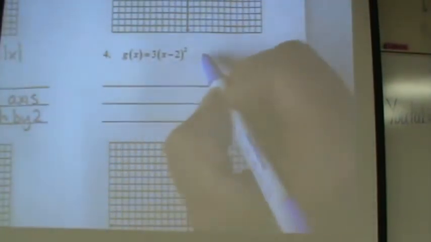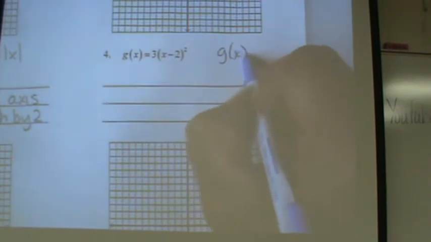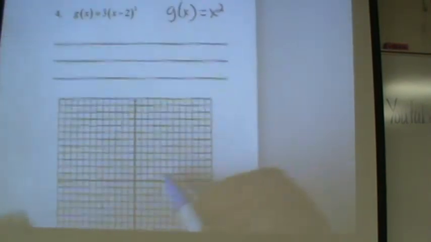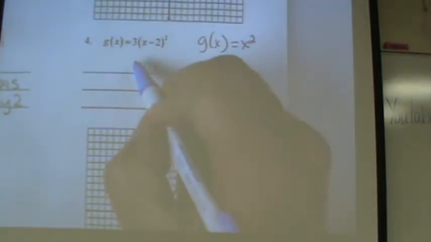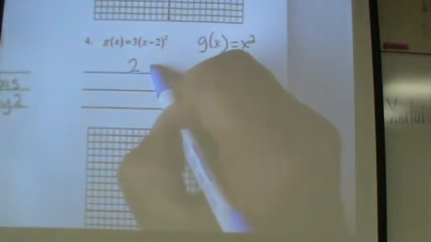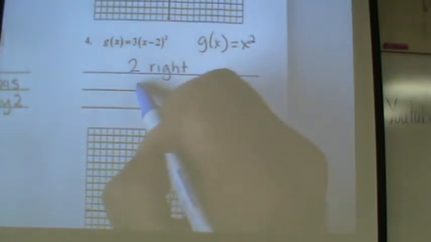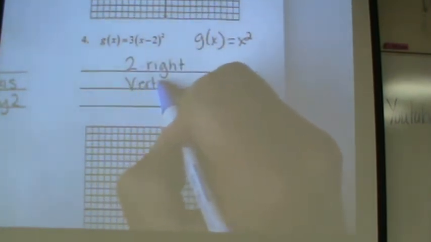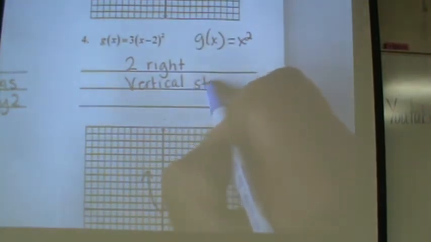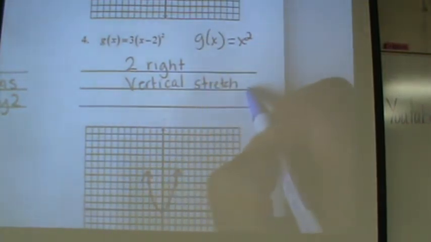Number 4. This one is the parent function. That's your parabola. 0, 0, over 1, up 1, over 2, up 1, 2, 3, 4. You can do over 3, up 9, but we'll just do the basics. This one is going to be 2 units right. And this is going to be a vertical stretch by a factor of 3, sorry.